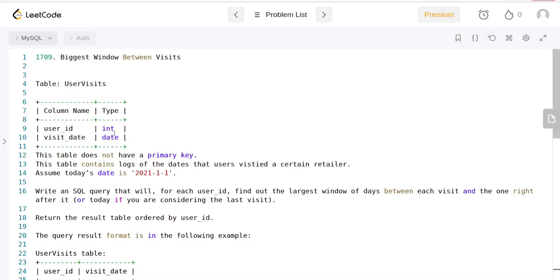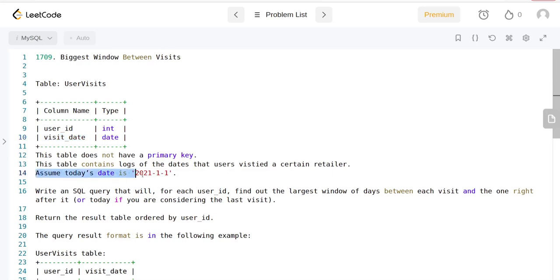Today we're going to be working on another SQL question. This is question number 1709 of Leetcode, biggest window between visits. You have been given the user visits table, with a user ID and the visit_date. This table does not have a primary key, so we are expecting duplicates in it.